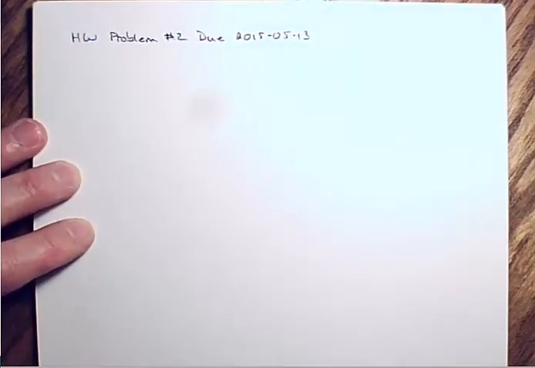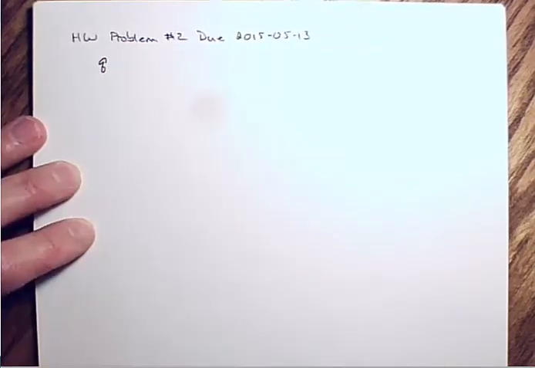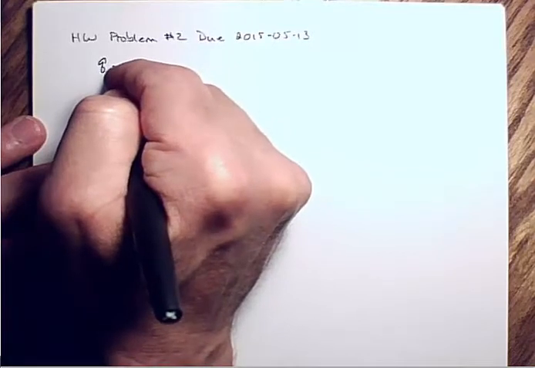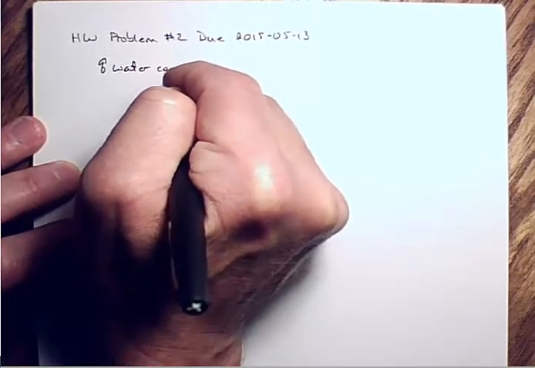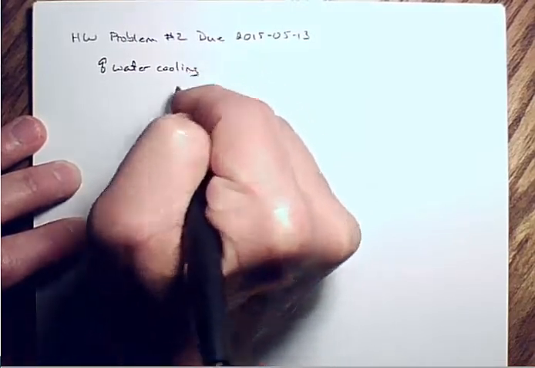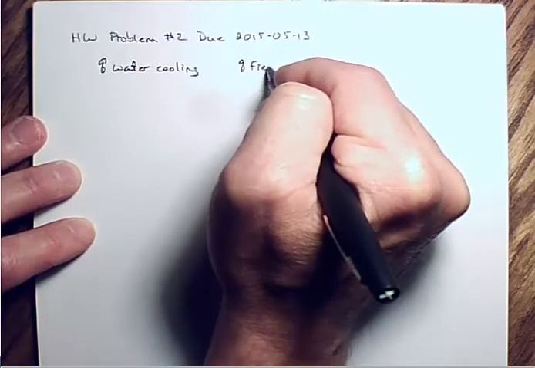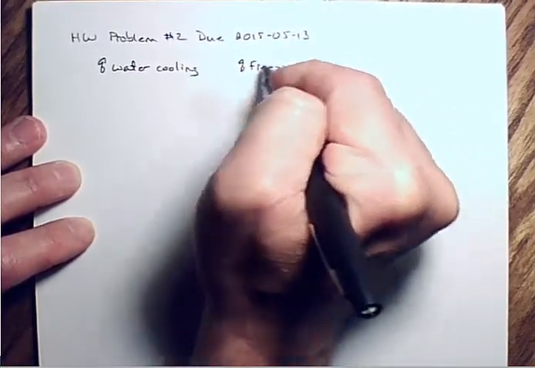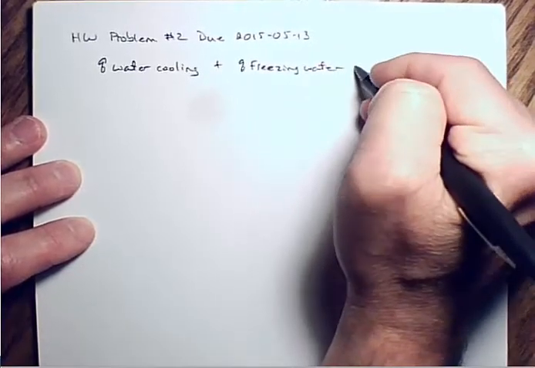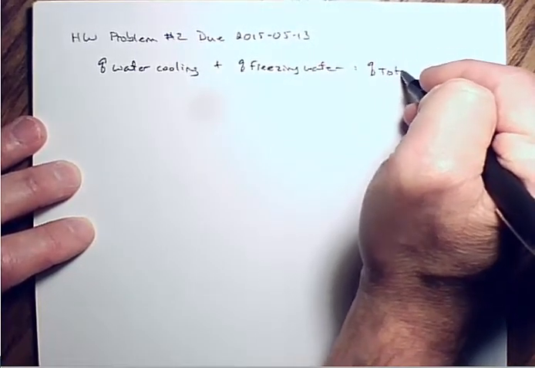You have two different equations you're going to need to use. You're going to have to calculate the energy change for the water cooling down and the energy change for freezing the water, and you're going to add those two together to get the total energy change. Okay?